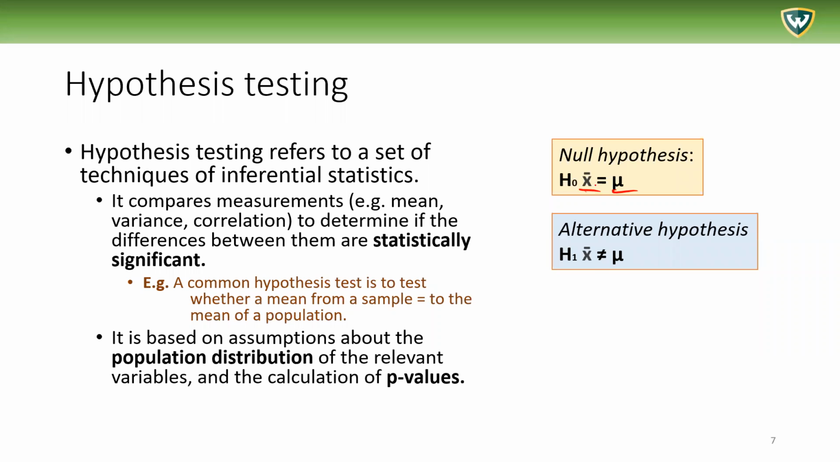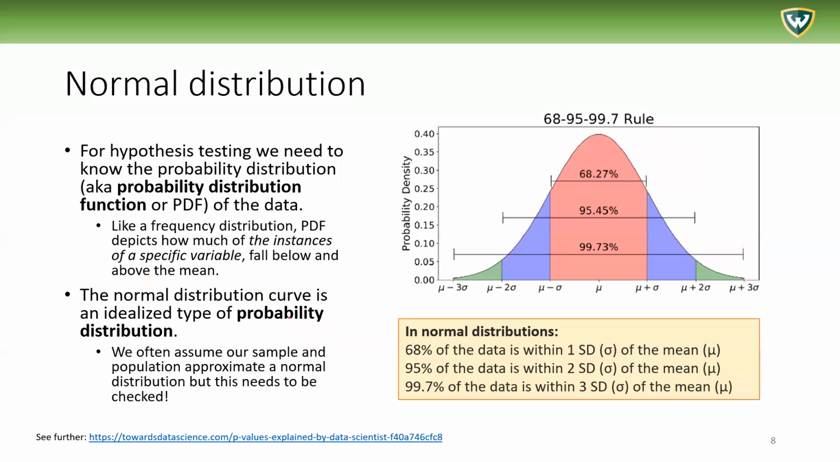Maybe that hypothesis was suggested, but never really tested empirically. And maybe there's some new evidence that suggests that the sample mean is not equal to the population mean, or there's a new population mean rather. And then we want to test that. So the alternative hypothesis is that the mean that we find from the sample we're going to study is not equal to the established known population mean. And hypothesis testing is based on assumptions about the population distribution of the relevant variables and the calculation of p-values, or probability values. We're going to delve into this right now.